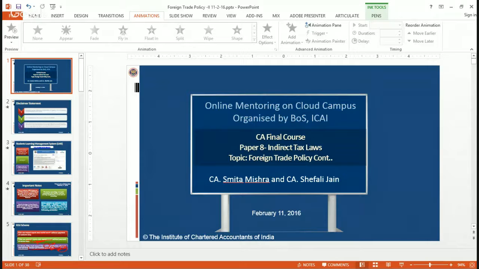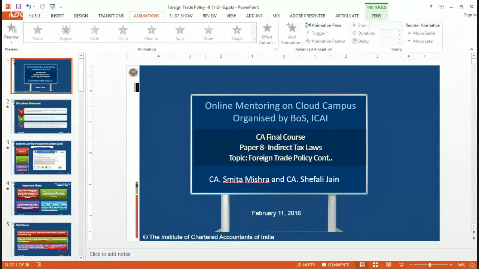However, it is important to read it along with foreign trade policy because special economic zone is specifically being created, being set up to promote exports. It is also one of the export promotional measures adopted by the government. So we study it along with the foreign trade policy. However, the provisions of special economic zone are covered in the Special Economic Zones Act 2005.